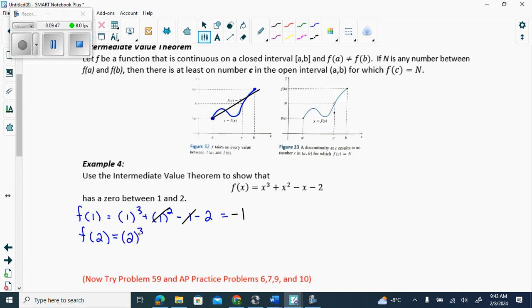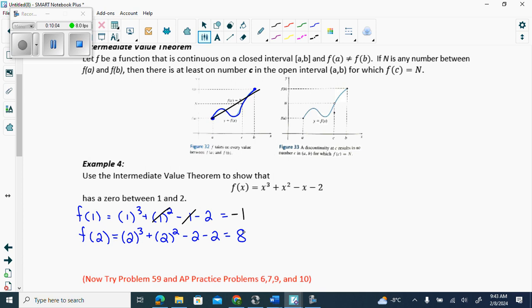2 cubed plus 2 squared minus 2 minus 2 equals what? 8. So people will say, therefore, there's a 0. You can't say that.